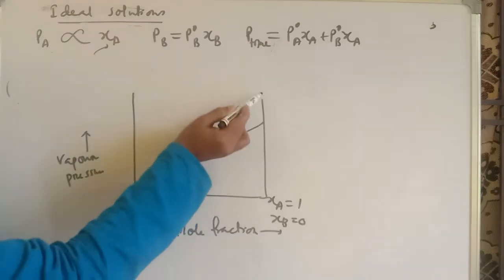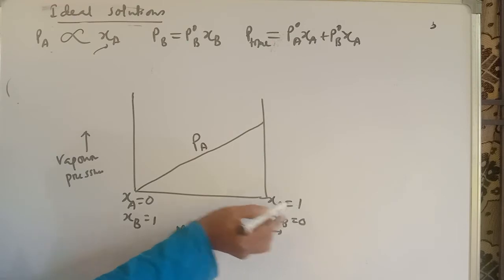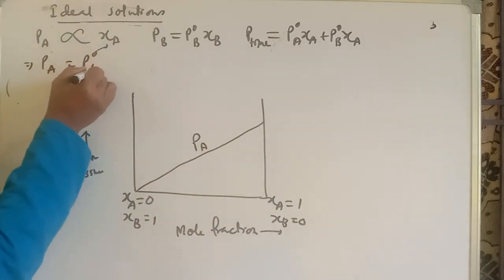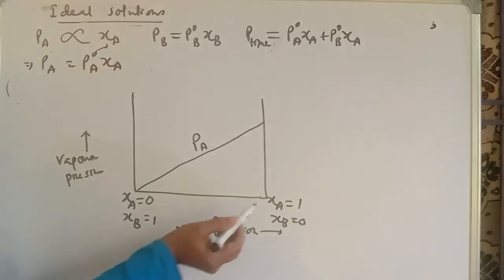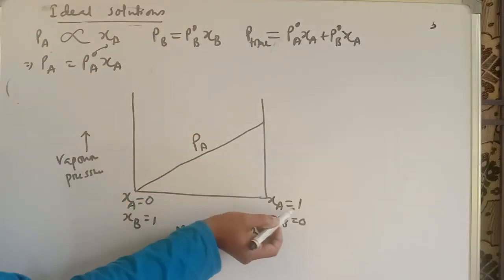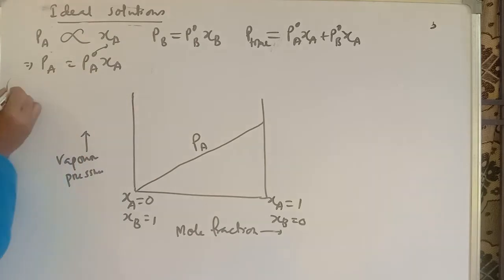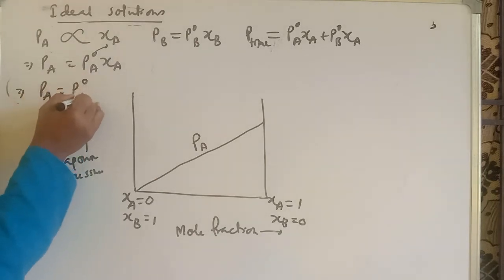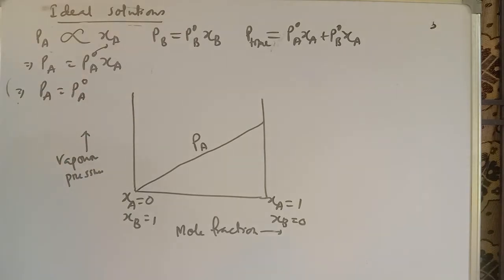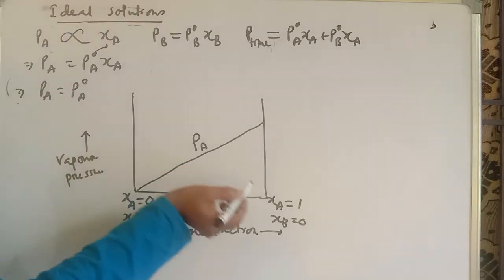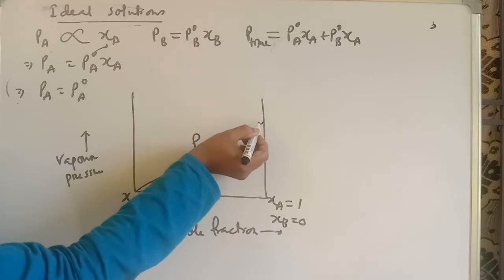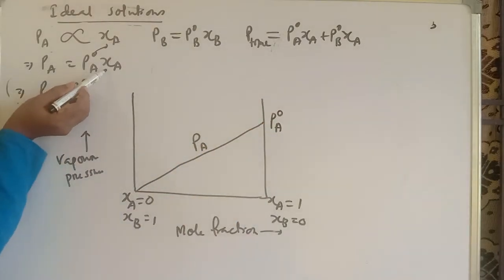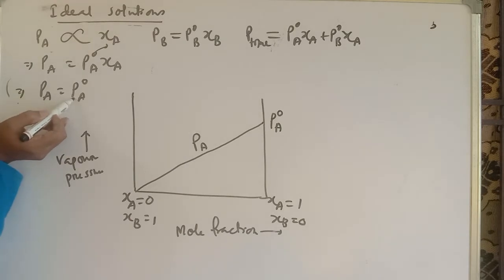Now in this line, XA equals how much? 1. Now I write here PA equals P naught A XA. In this axis XA is 1, so here you put XA equal to 1, and PA equals P naught A. If XA equals 1, PA equals P naught A. So this point is nothing but P naught A.